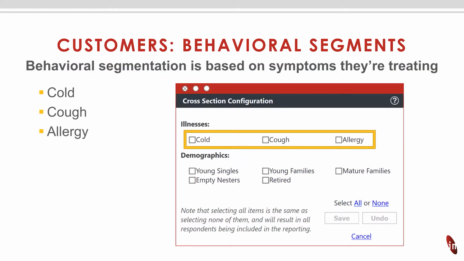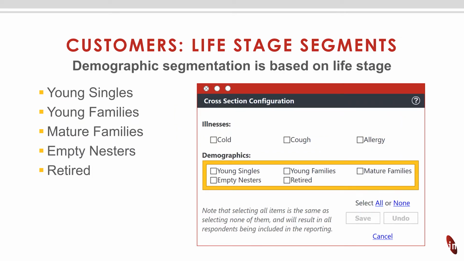Customers. There are 2 ways to segment the market. The first is based on what the customer is trying to do: get relief from cold, cough, or allergy symptoms. The second way to segment the market is by life stage: young singles, young family, mature families, empty nesters, and retirees. Some products, such as children's medicines, are designed for a specific life stage.